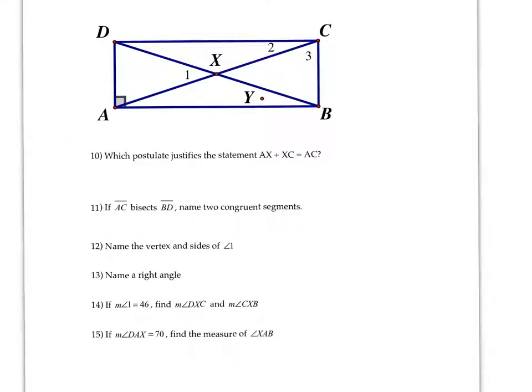In question number 10, it says, which postulate justifies the statement, the length of AX plus the length of XC is equal to the length of this whole line segment AC? You see those two smaller segments, when added together, form the larger segment. So that is an example of the segment addition postulate. I'll just quickly write that in there, abbreviating postulate.